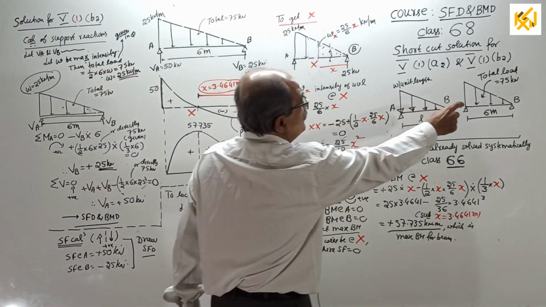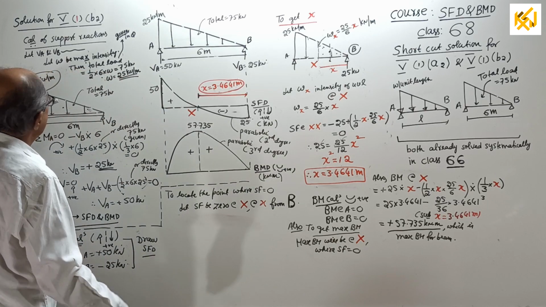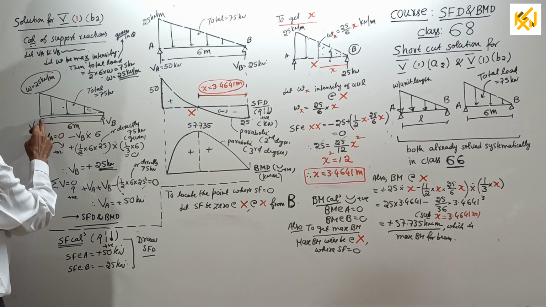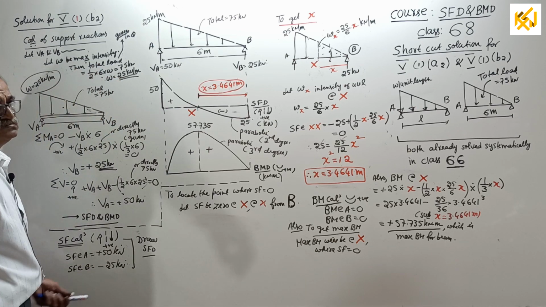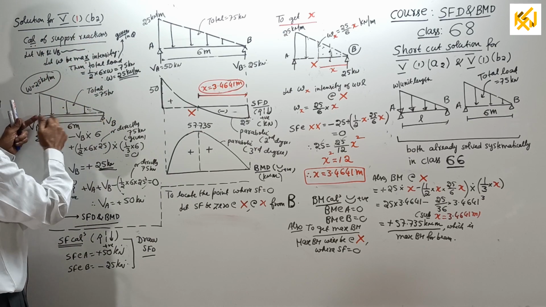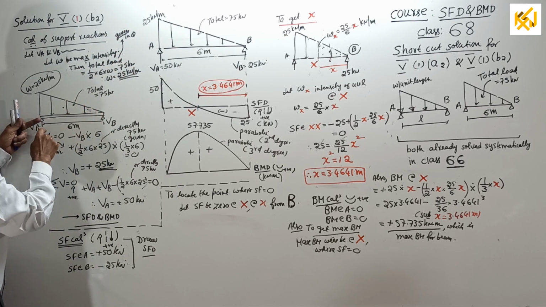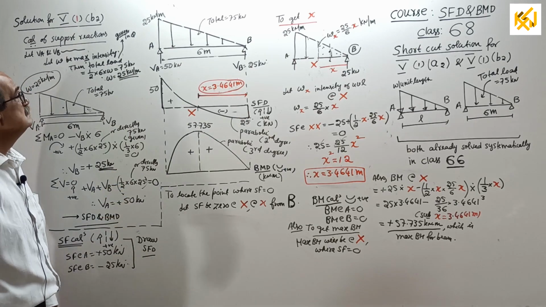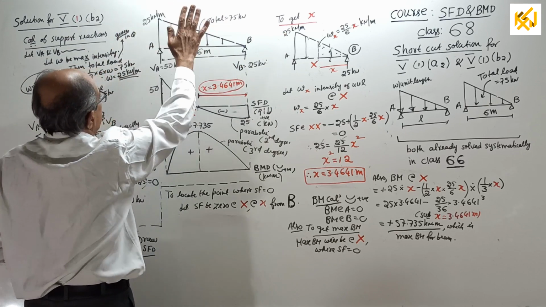Their total is given as 75 kN. Therefore, you have to get the intensity here. Let W be the maximum intensity. Half into 6 into W equal to 75. You get W. Enter that value. Take moment: minus VB into 6 plus half into 6 into 25, or directly 75 into 1/3 of 6, equals 0. VB will come. Sigma V equals 0, you get VA. Neatly enter the values here. Everything is ready for SFD and BMD.